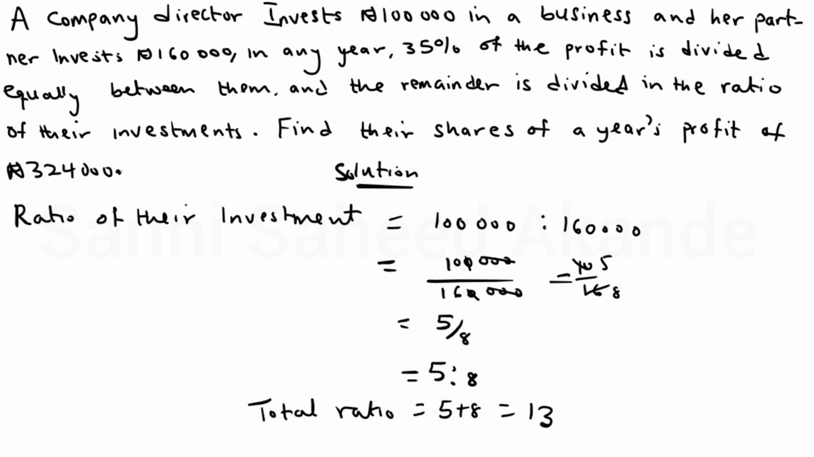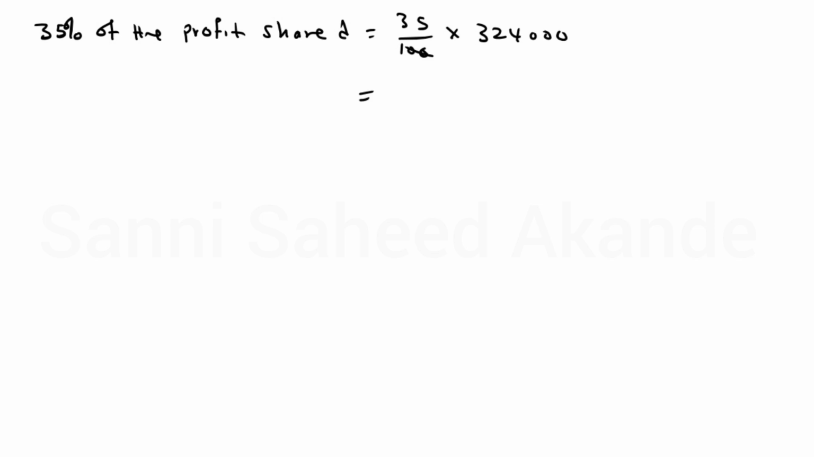Okay, so let's continue. Let's find the 35% of the profit shared. The 35% of the profit shared is equal to 35 over 100 times 324,000. Understood? So that will give us, this 0 will cancel this. We now have 35 times 3240, and when you multiply this, we get 113,400.